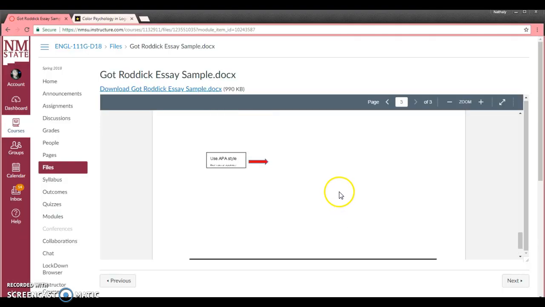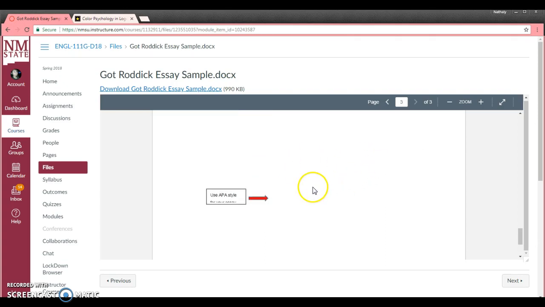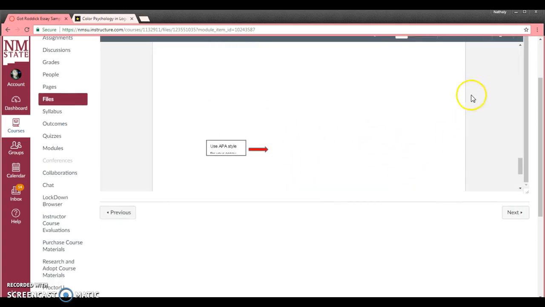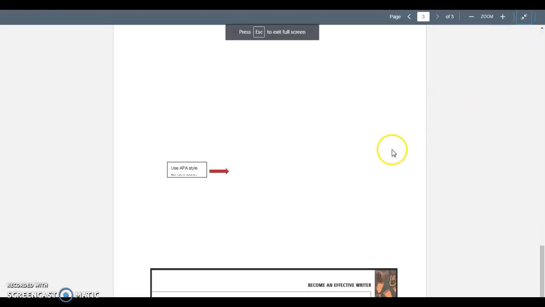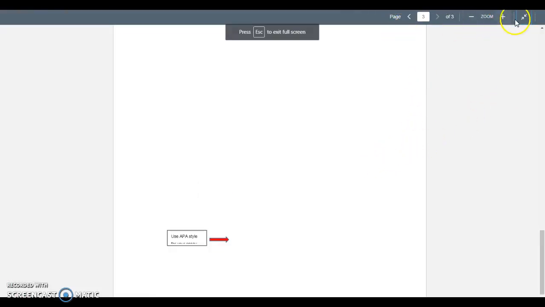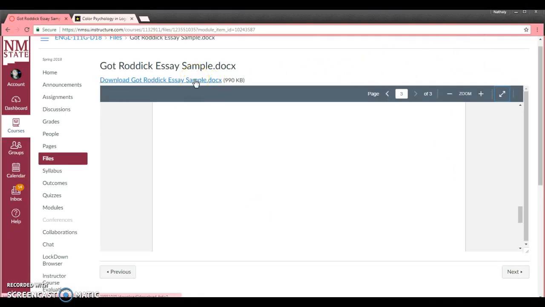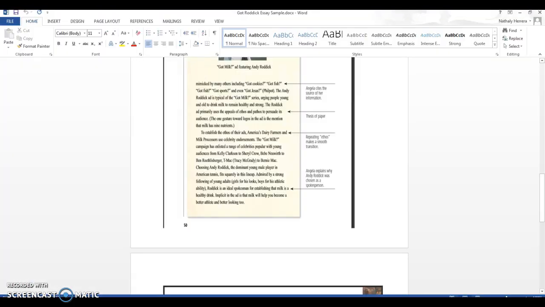And moving on, for some reason, if you have it open on the window, it won't show the rest of the essay. Even if you maximize it, for some reason the formatting is off. So what I suggest that you do is that you click on the file to download it, and then you will be able to see the file in its entirety.